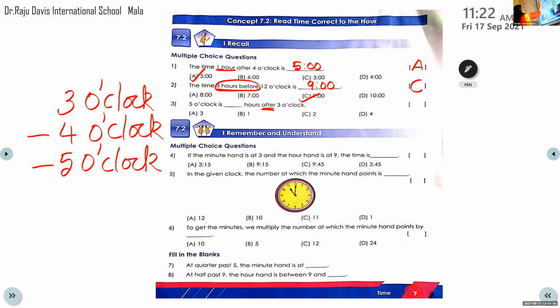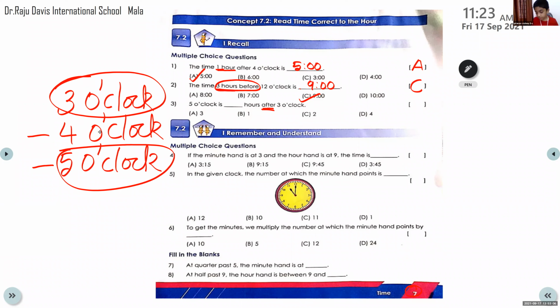It was 3 o'clock. Now it is 5 o'clock. So how many times you have to move forward? 2 hours. So when it is moved 1 hour, you got 4. When it is moved 2 hours, you will get 5. So 5 o'clock is 2 hours after 3 o'clock. So put a tick mark on C and write C here.